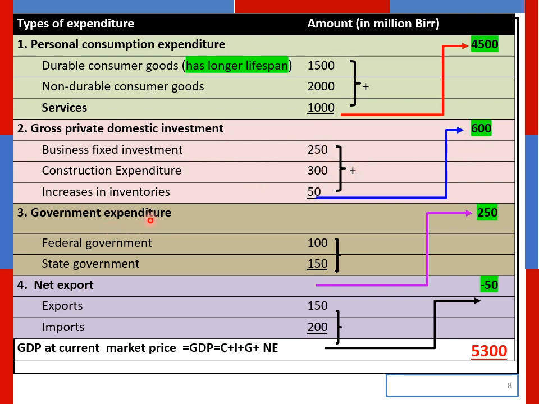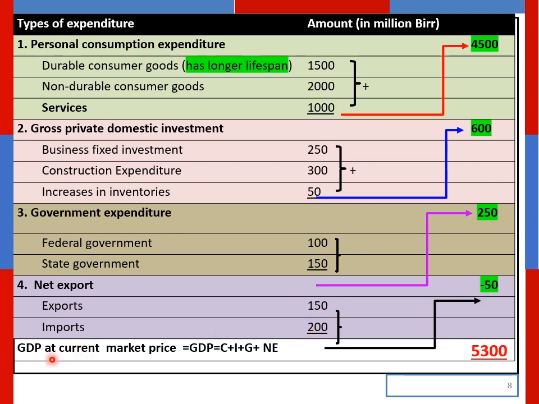Government expenditure. The government expenditure can be the federal government expenditure or the state or regional government expenditure. When you add these two numbers, you can get this amount. Net export means simply the difference between exports and imports. Export minus import, 150 minus 200, means it is negative 50.